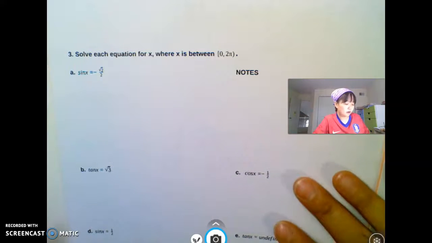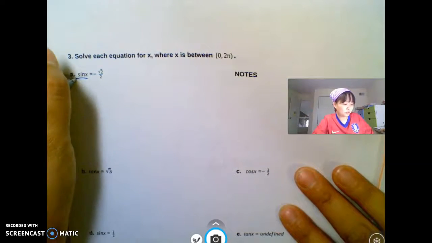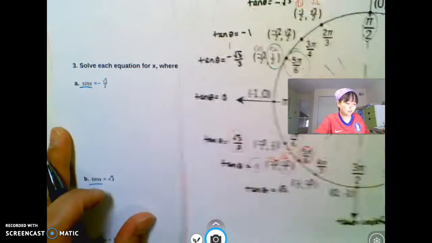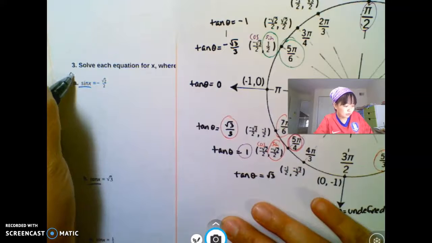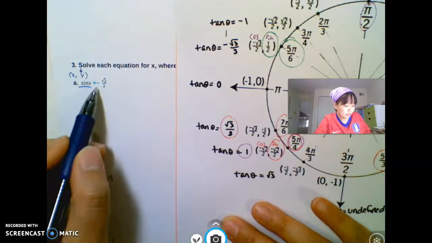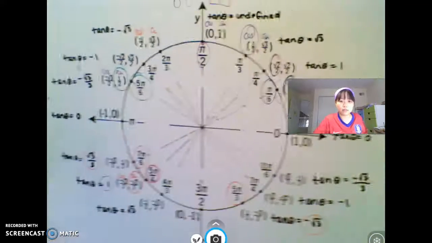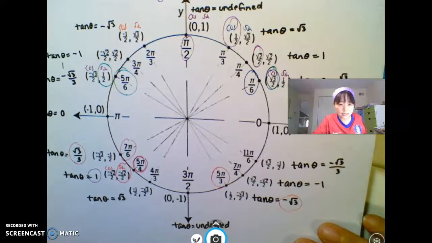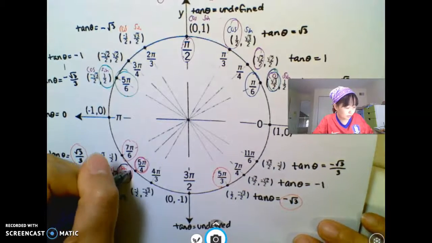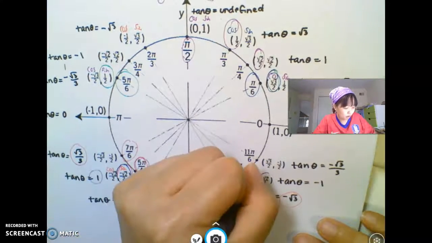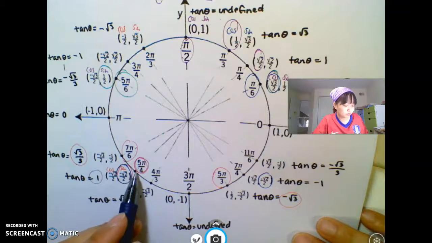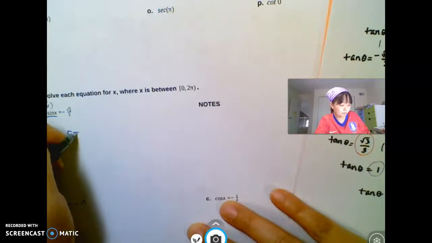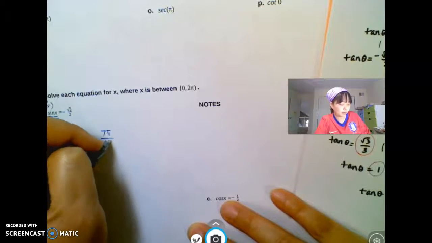Now, there are steps. If you have just regular sine, cosine, tangent, you can just find it like that. For example, it says sine, so sine is the y. Sine is the y, is negative root 2 over 2. So let's look for negative root 2 over 2. Is there negative root 2 over 2 on the y-axis? I already circled it here. So sine negative root 2 over 2, also here, negative root 2 over 2. So it could either be 5 pi over 4 or 7 pi over 4.